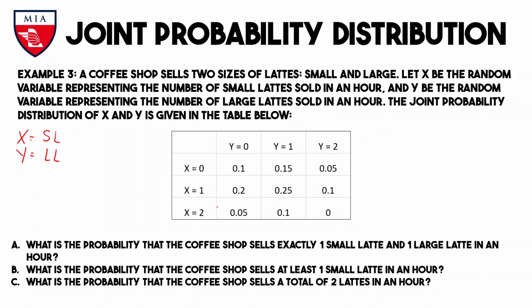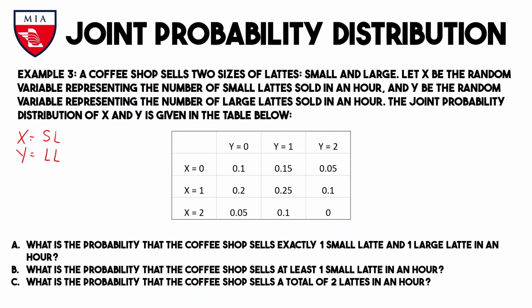So we have this table wherein x is for the small lattes and y is for the large lattes. We have different values here, which are probabilities, such as 10%, 20%, 5%, 15%, 25%, 5%, 10%, and 0.